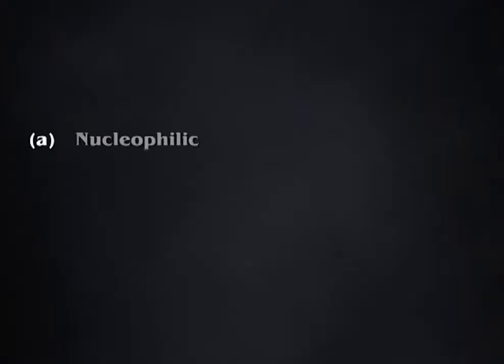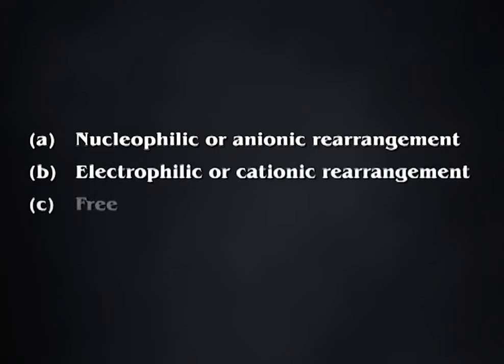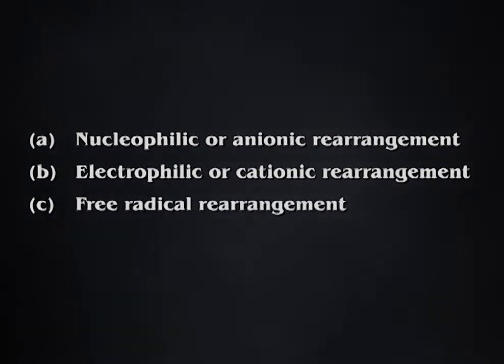Now, the rearrangement reactions are classified into three main categories on the basis of the nature of the group transferred. Number 1, nucleophilic or anionic rearrangement. Number 2, electrophilic or cationic rearrangement. And the third, free radical rearrangement.